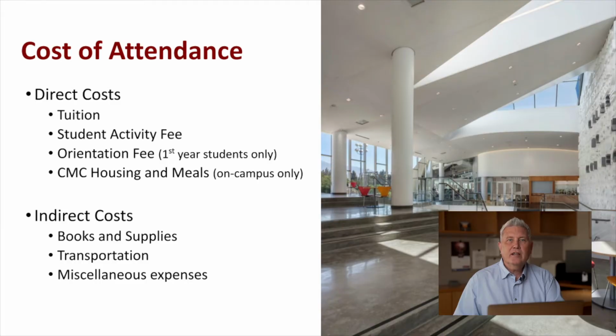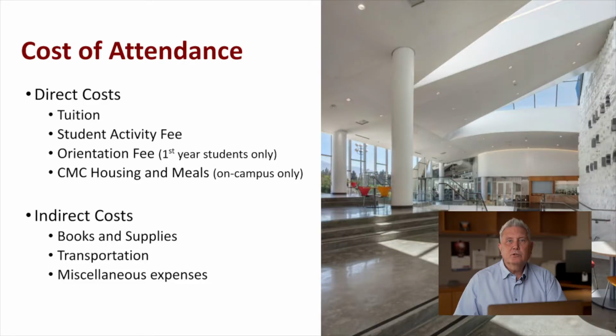The cost of attendance is an estimated total cost of one academic year. This is also the maximum amount in awards you can receive in financial aid as a student. The cost of attendance is made up of direct costs and indirect costs. We define direct costs by the charges you will be billed by CMC. For all students, this includes tuition and student activities fee, orientation fee if you are a first year or first time transfer student. And as most students live on campus in residence halls or CMC apartments, your CMC housing and meal plans are also considered a direct cost.